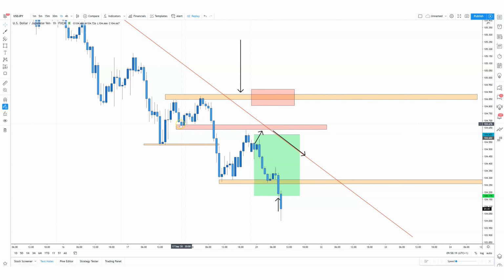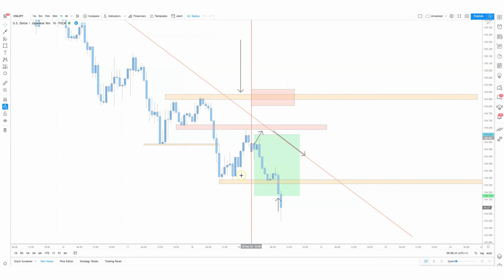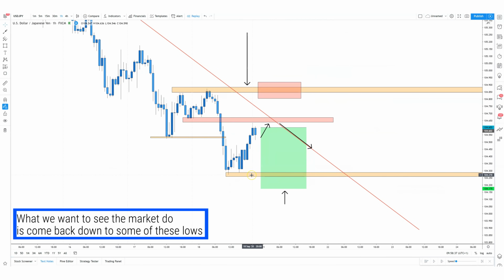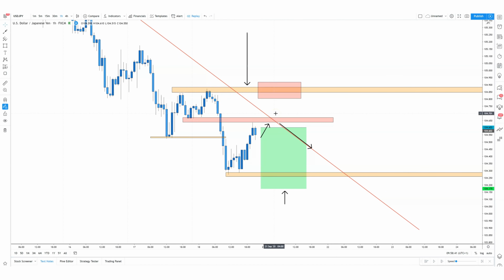Why? Well, it's a key level in the market where price reacted to before in the past. You know, it failed to break below, finally had the break, creating that new lower low, and now we had this pullback. Now, when we analyzed this yesterday, this is what price looked like. And we said what we want to see the market do is come back down to some of these lows.